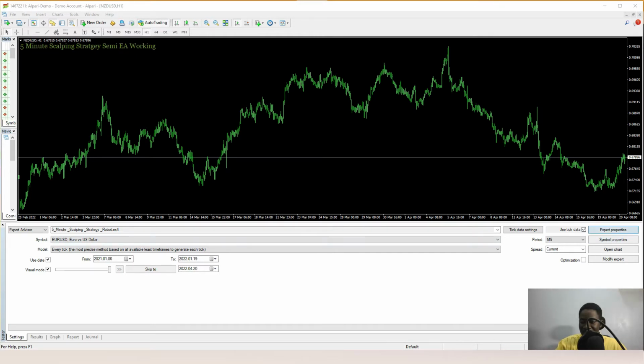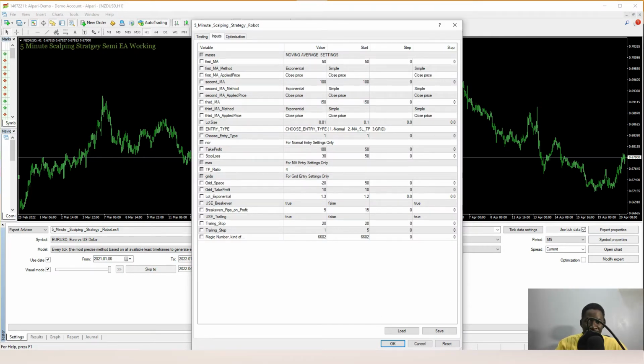Now let me show you my expert properties. Now you can see the moving average, exponential. You can change all the settings if you want. But I'm using this because that is the way I've explained in the previous video on how the 5 minute scalping strategy works. And don't forget, you can also use this on multiple time frames. I mean, you can use it on any time frame, either 5 minutes, 15 minutes, 1 hour, 4 hour, but I'll be doing a backtest on 5 minutes today.